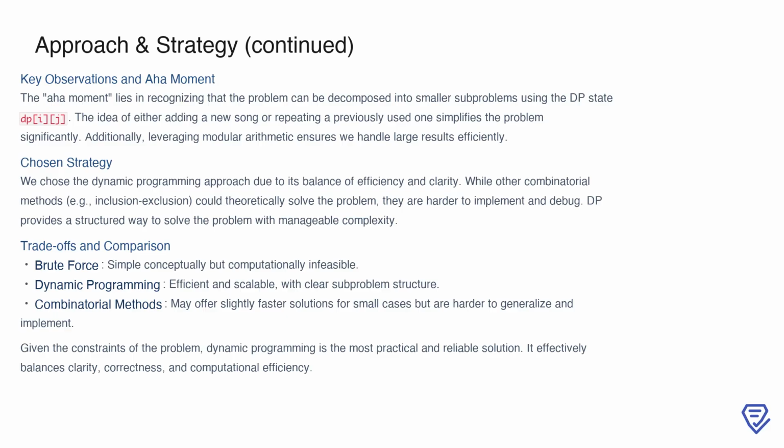After considering various strategies, dynamic programming emerges as the best choice due to its balance of efficiency and clarity. While combinatorial methods, such as inclusion-exclusion, might provide a theoretical solution, they are more complex to implement and debug, making them less practical in many cases. By contrast, the dynamic programming approach is structured, easy to follow, and scalable to larger inputs.